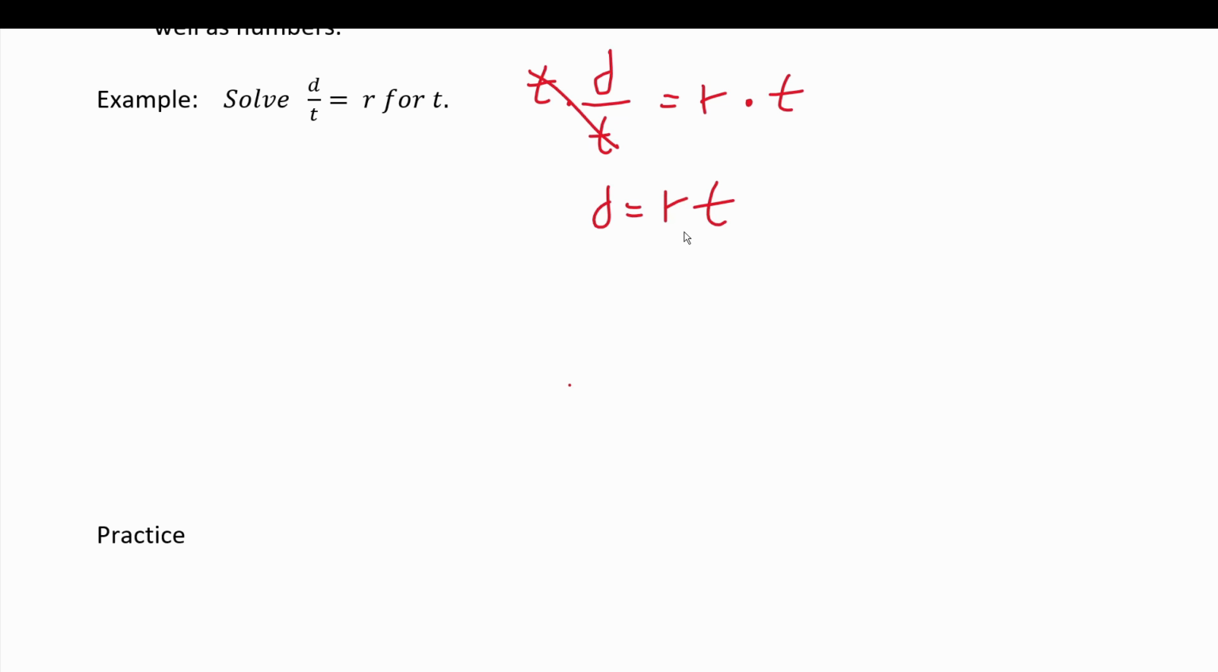That's the distance formula. You probably recognize it. And now just to solve for t by itself, we're going to divide both sides by r. This crosses out here, leaving you with t on this side. And we can see t equals d over r. In math, it's customary to write the variable for which you solved on the left. So we're going to express this as t equals d over r.